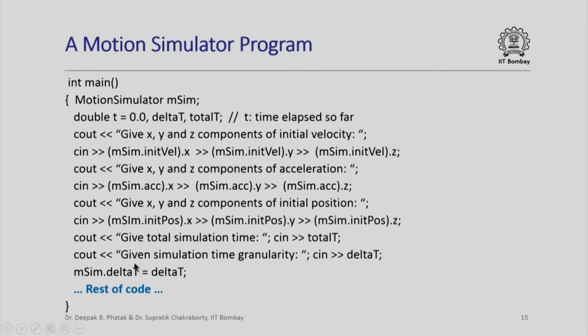So here is how the motion simulator program using this alternative design might look. We declare a variable msim of type motion simulator, and we have the total elapsed time so far, delta t and total t, like we had earlier. This is the total time for which we have to do the simulation. And then of course we read in the x, y and z components of initial velocity, and store them in the x, y and z members of the init vel member of msim. Similarly, the x, y and z components of acceleration are stored in the x, y and z members of the acceleration member of msim, and the x, y and z components of initial position are similarly stored in the x, y and z components of the init pos member of msim. And we of course take the total simulation time and the simulation time granularity, and this delta t is also copied to msim dot delta t.